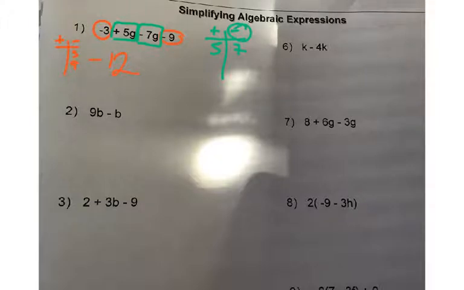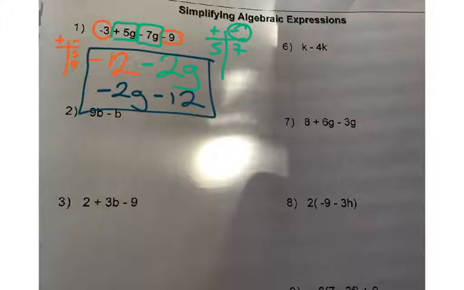And then let's see, with my G's, I have 5 positives and I have 7 negatives. That means the negative team wins by 2 points. So we have -2 G's. You can write it both ways. I like to start with my terms with variables and then have just integers. But either of those is a correct way to write your answer.